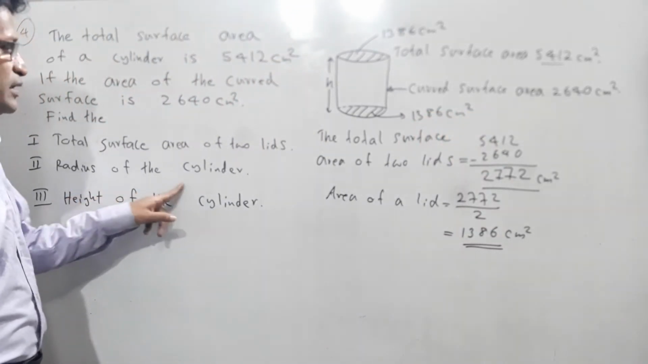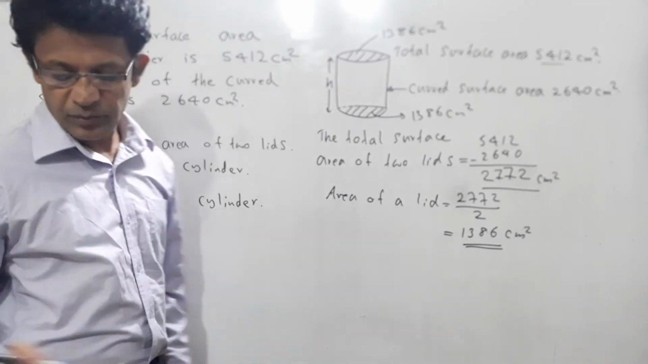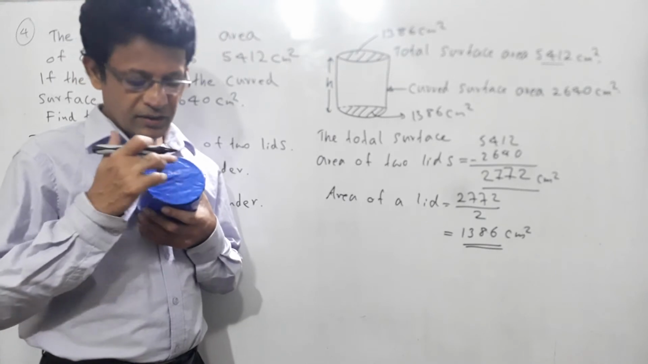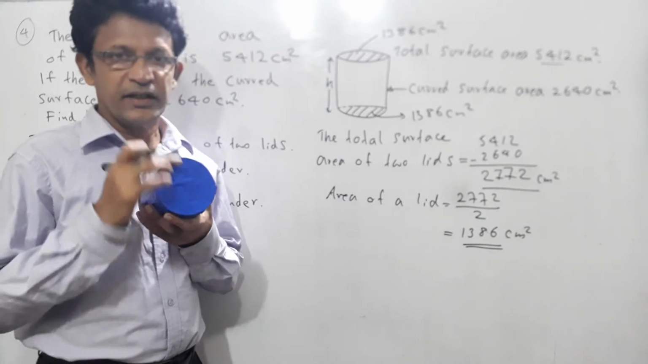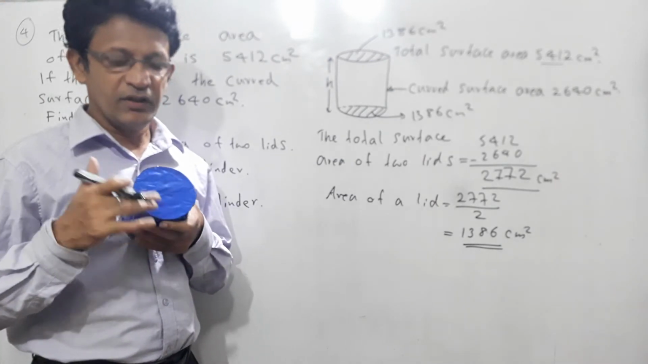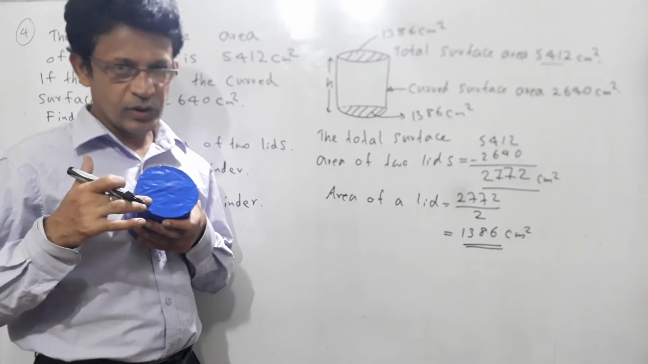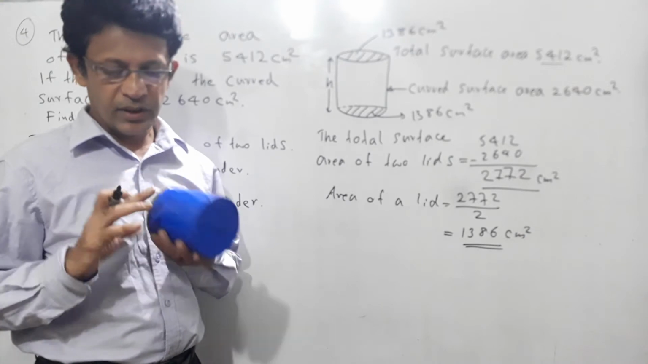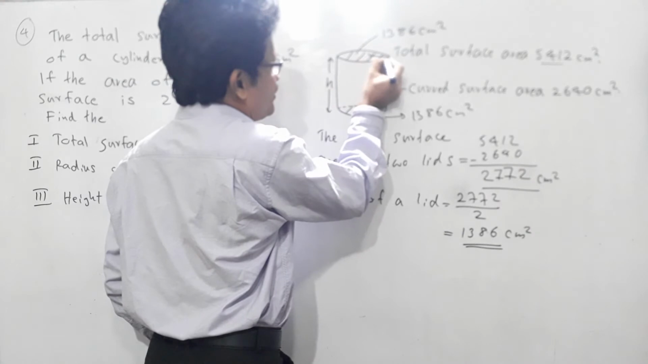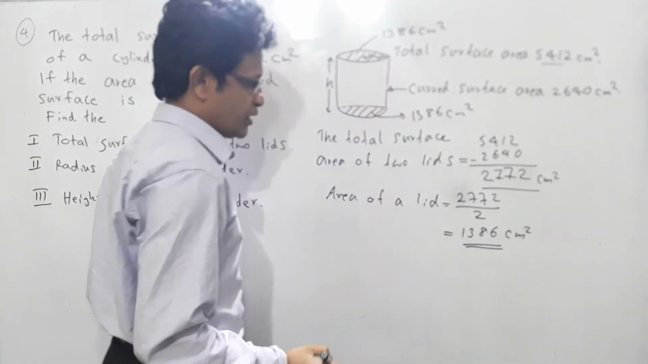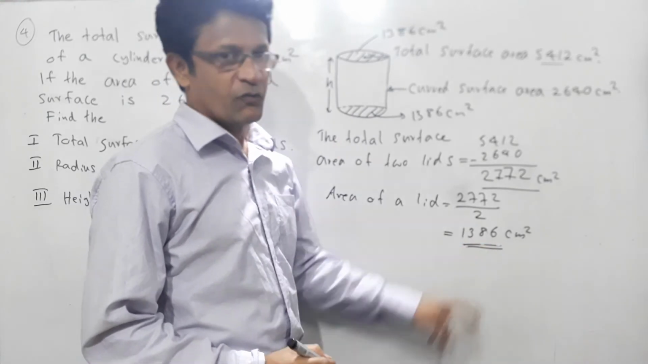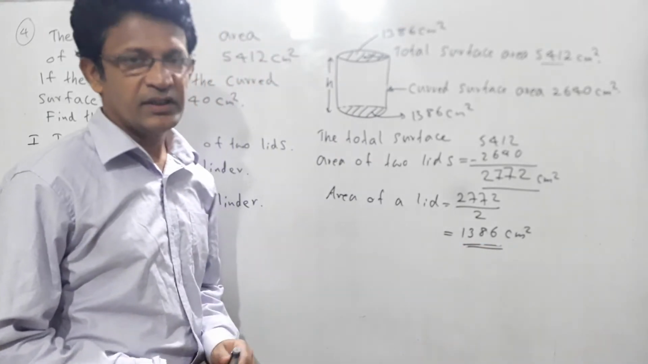Then they ask what? Find the radius of the cylinder. Radius means, if you take the cylinder like this, it is a circular shape, this is a lid. So this radius is the radius of the cylinder. What is the area of this one? If the radius is r, it is pi r square. So pi r square should be equal to 1386. From that we can find the radius of the cylinder.